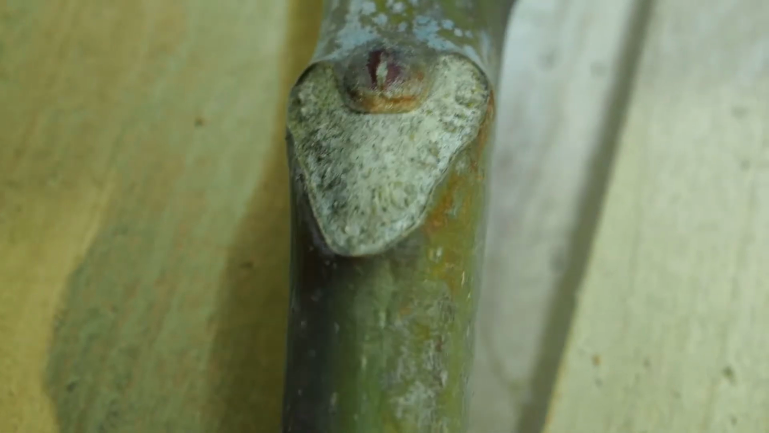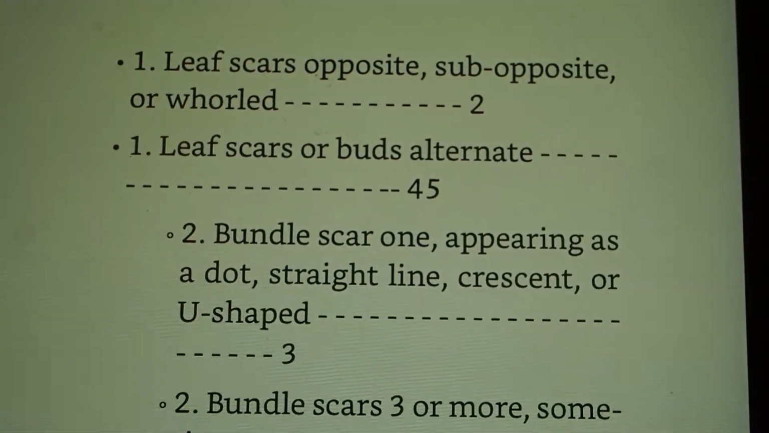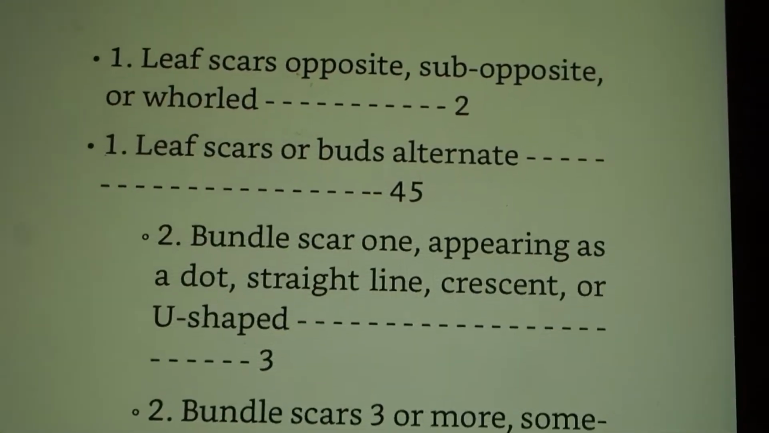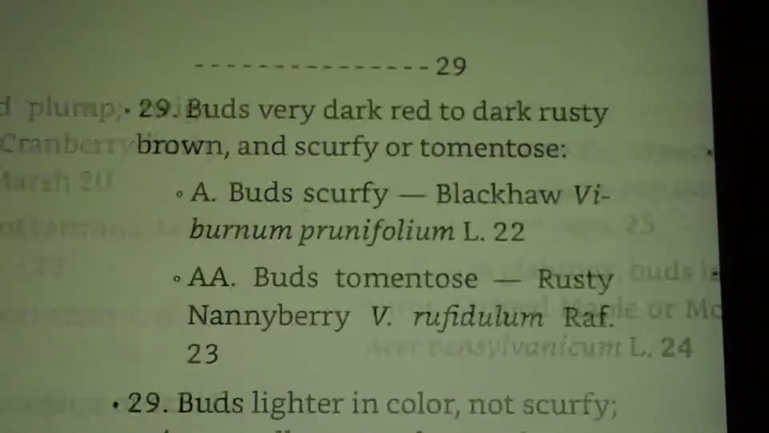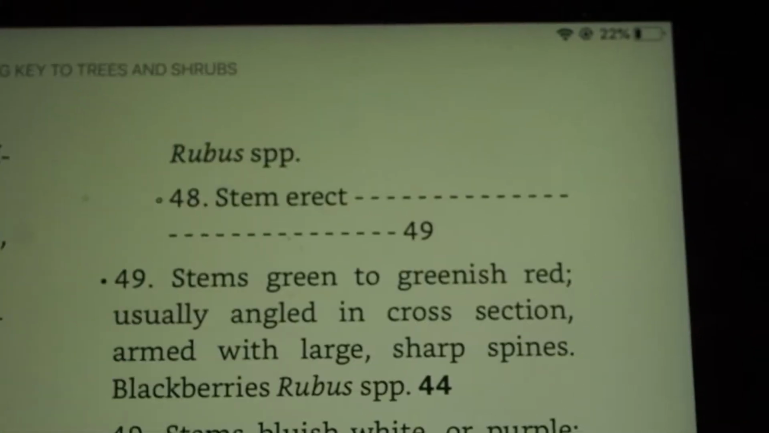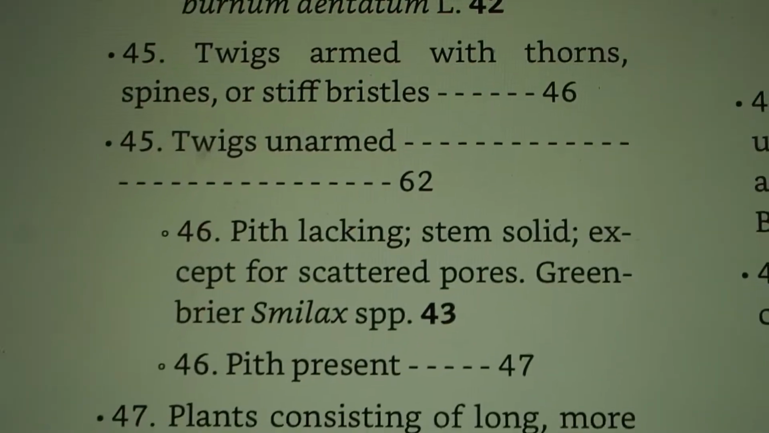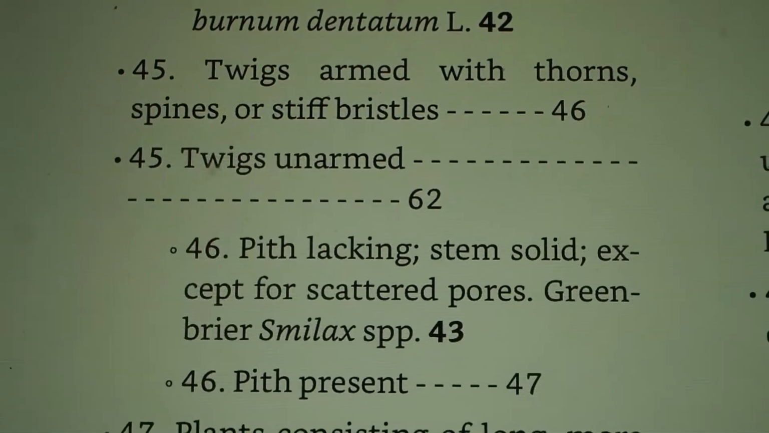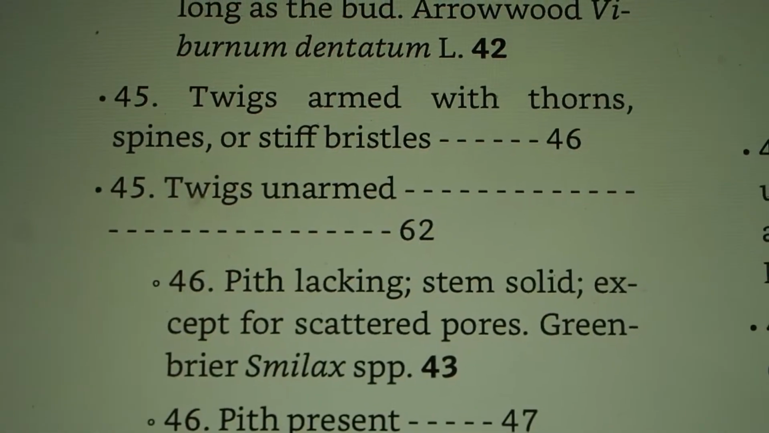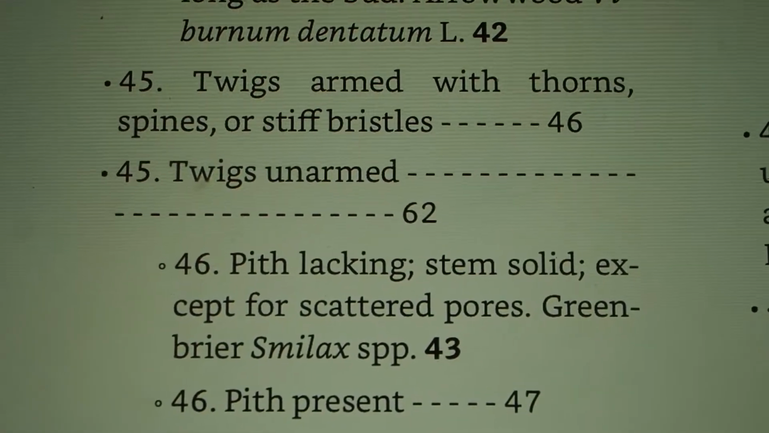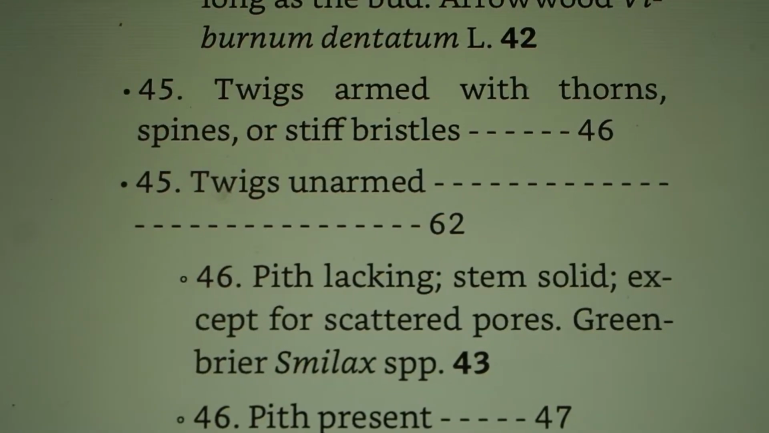And here's a leaf scar. And is there another one right across from it? No. You need to travel a ways to get to the next leaf. That takes us to couplet 45. And couplet 45 asks whether the twigs are thorny or spiny, or if the twigs are not thorny or spiny. And if they are, we go to 46, and if they aren't, we go to 62. So I don't see any thorns or spines or bristles or prickles.